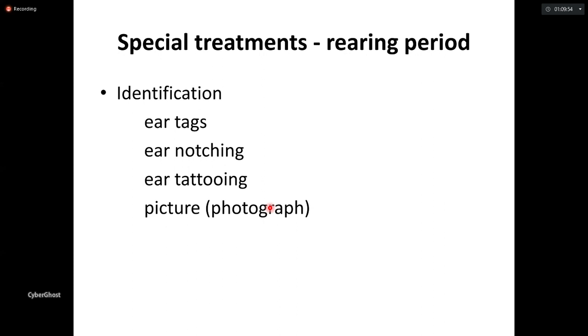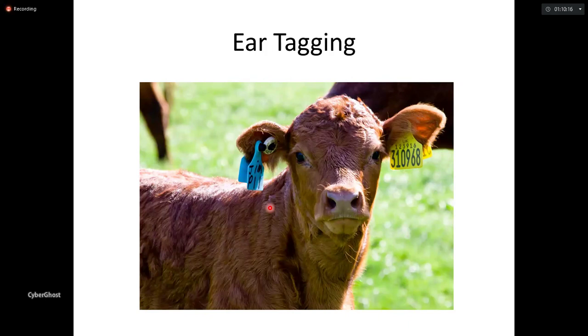So these things we already discussed, but I will just briefly show them again, right? What are the methods or practices as soon as they are born? We have to provide some identification methods, right? Ear tagging, notching, tattooing, or we can use photographs. This is ear tagging. So we already discussed last time what methods we practice for these animals as soon as they are born, right?